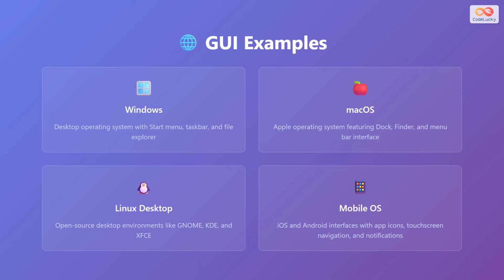Graphical user interfaces are everywhere today. Windows operating system uses a start menu and taskbar. Apple's macOS features a dock at the bottom and a menu bar at the top. Linux desktop environments like GNOME and KDE offer similar visual interfaces. Mobile operating systems like iOS and Android have GUI interfaces with app icons, touchscreen navigation, and notifications. All of these are examples of GUIs in everyday use.